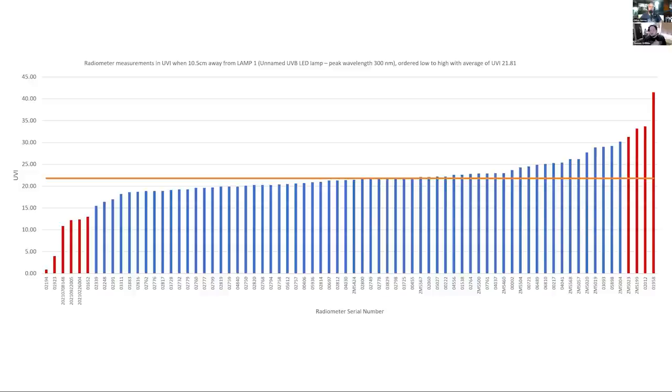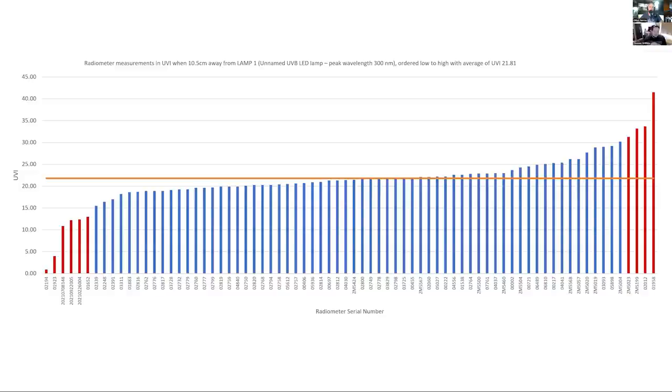And it had a peak wavelength of around 300 nanometers. Across the board, most meters were within the average. The average was about 21.8, UVA 21.8. Some meters, which you could probably see on the graph, didn't read within that average.